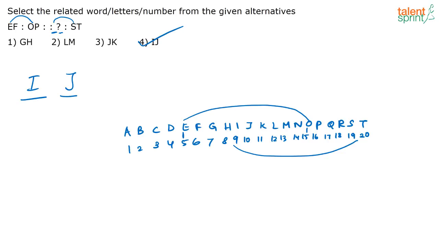Prangan says it's option 3. No, please check, it is option 4. I hope it is clear. So the pattern that was being followed was, see, E plus 10 gave you O, correct? Similarly, now what plus 10 will give you S? I plus 10 will give you S. So it has to be I and J.